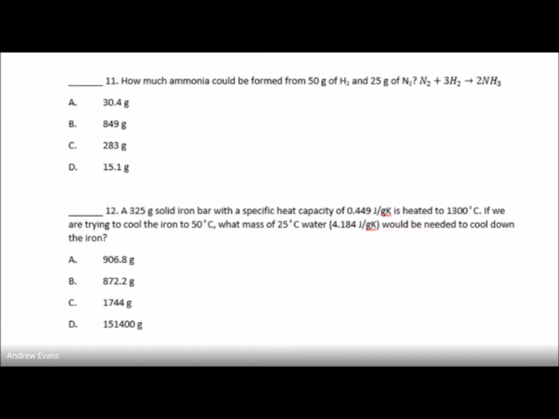Question 11. How much ammonia could be formed from 50 grams of hydrogen and 25 grams of nitrogen? This is a limiting reactant case where the reaction N2 plus 3H2 goes to 2NH3. You could probably figure out, just thinking about how much the limiting reactant is, pretty obviously. But we'll go ahead and do it both ways.